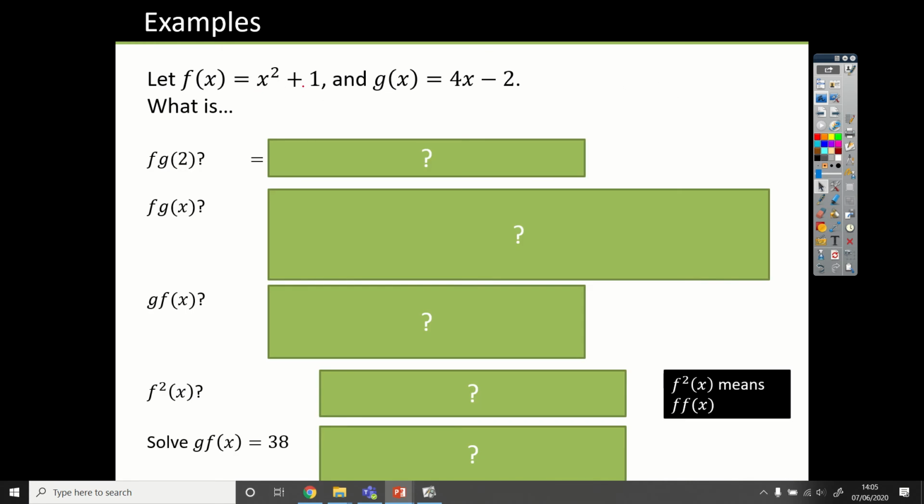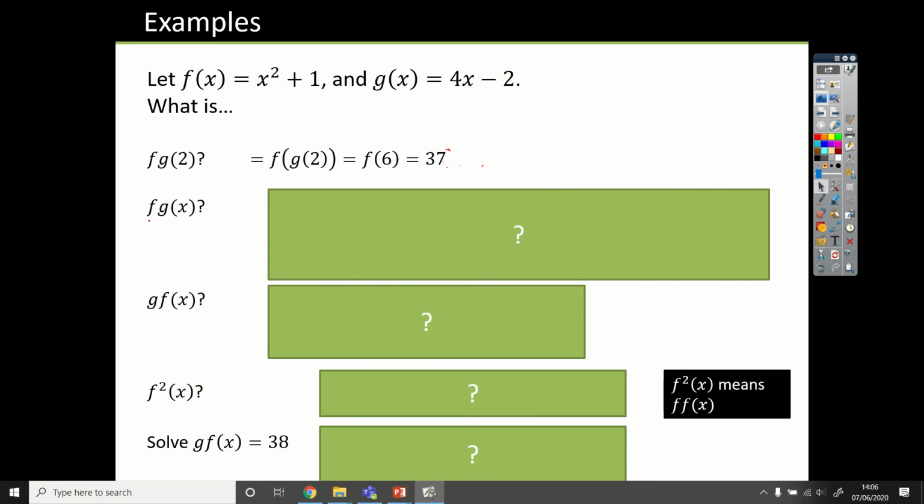Okay, so two functions. f of x is x squared plus 1, g of x is 4x minus 2, and I want to compose them in these ways. So fg of 2, well, we've said that the closest one in goes first, so I want to do g of 2, and then the output for that goes into f. Okay, so g of 2 goes first. g of 2 is 6, because it's 8 minus 2, and then 6 goes into f, and that comes to 37.